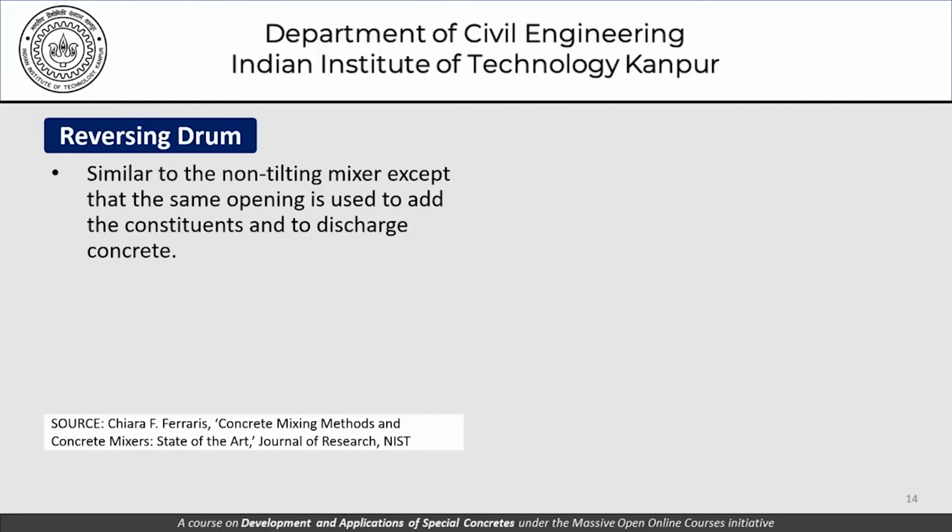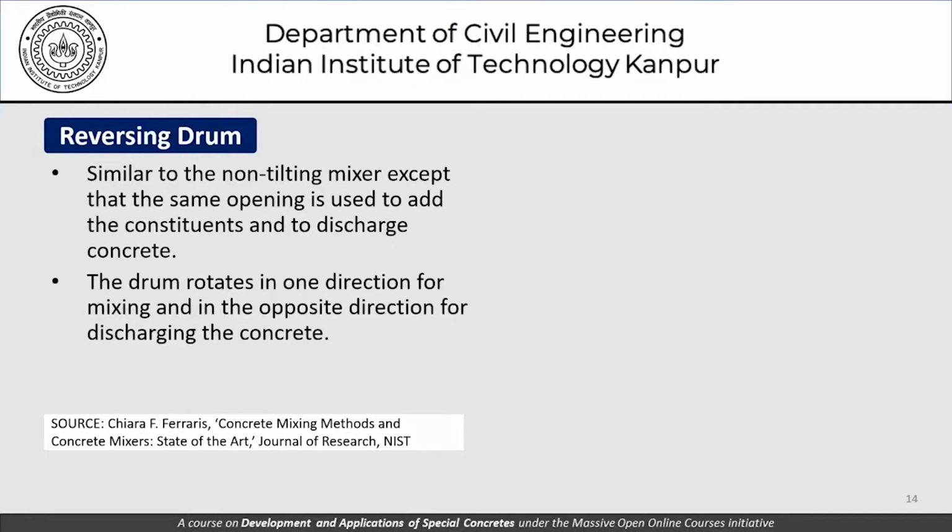As far as a reversing drum mixer is concerned, it's similar to the non-tilting mixer except for the fact that the same opening is used to add the constituents and to discharge the concrete. The drum rotates in one direction for mixing and the opposite direction for discharging of concrete.